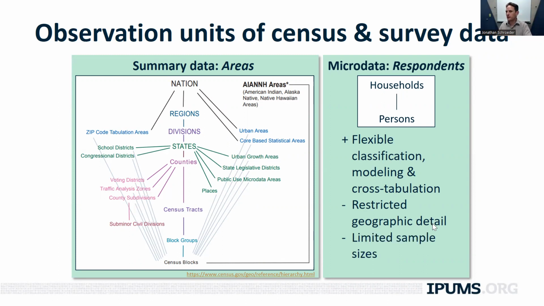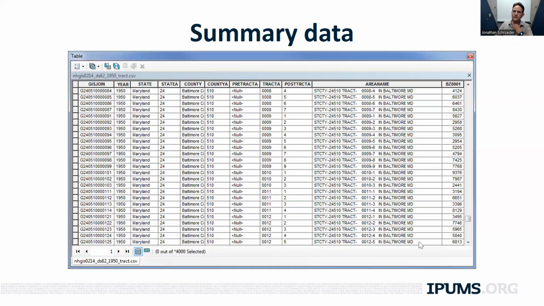In many cases, microdata also have limited sample sizes. Summary data can be based on the complete census and be very accurate for these different areas, whereas microdata are usually samples of the whole population. So you're getting estimates rather than full data.